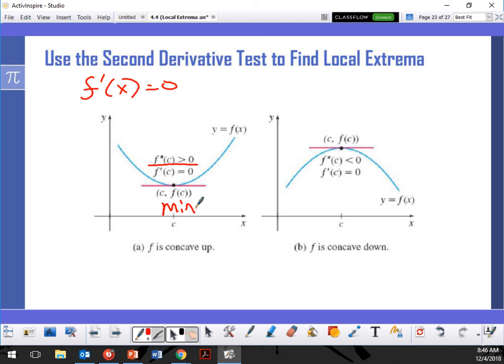The other way around. If it's negative, got my finger there, negative, so for the point from my first derivative, plug it in there. That's going to be my maximum. It's concave down. That's going to be my maximum right there.